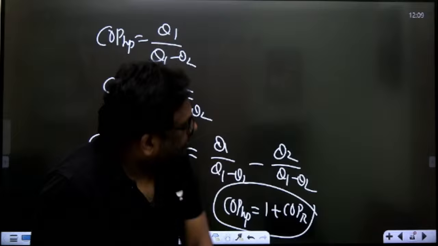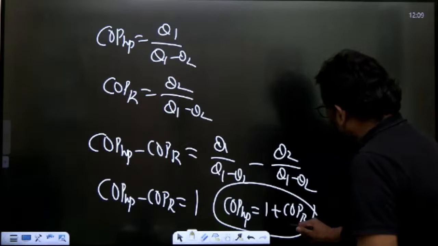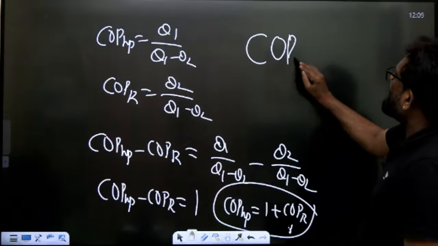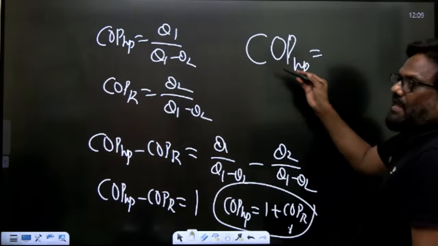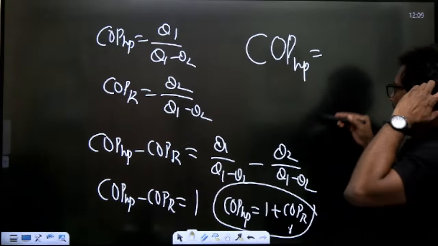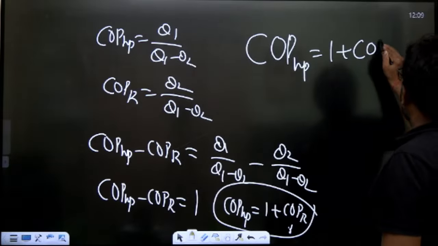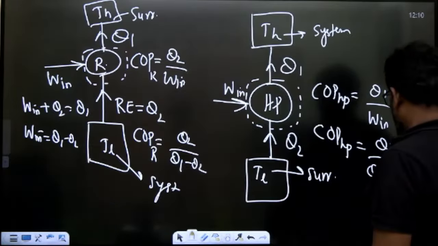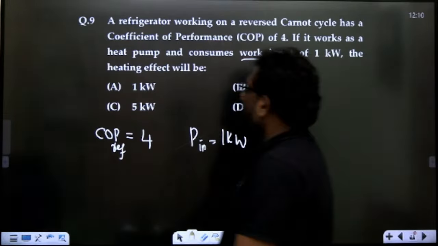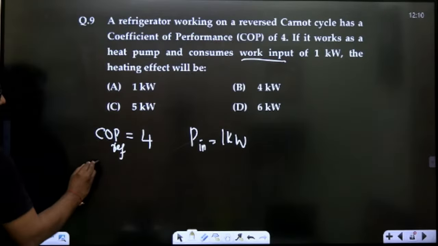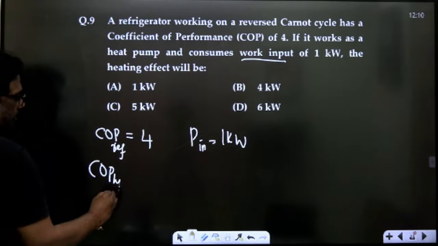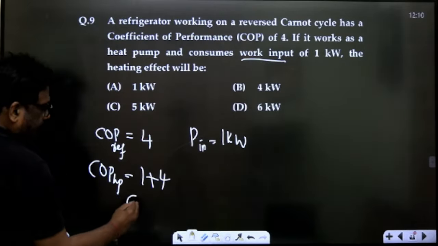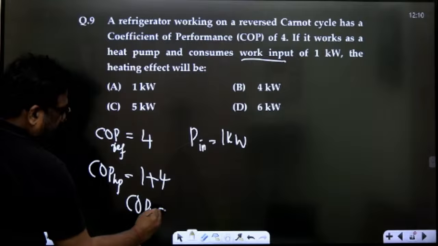ये तो derive किया. अब हम सवाल पाएंगे, इस पे बहुत सारे क्वेश्चंस आएंगे सर. On this many questions can come, but the condition is ideally they are operating between same temperature limits. So 1 plus COP of refrigerator. ठीक है सर. अब आंसर दीजिए. देखो, if the COP of refrigerator is 4, what will be the COP of heat pump? Anyone? Heat pump का COP क्या होगा? 1 plus COP of refrigerator. So COP of heat pump will be equal to 5.